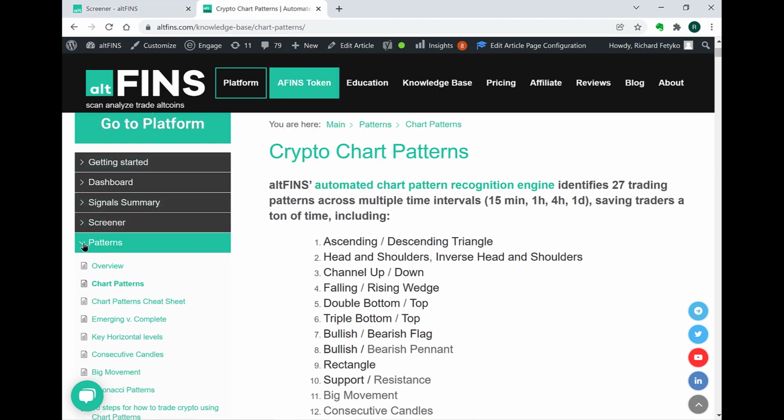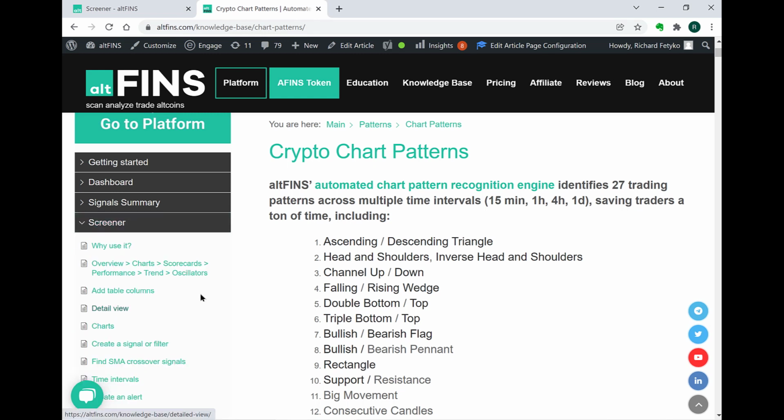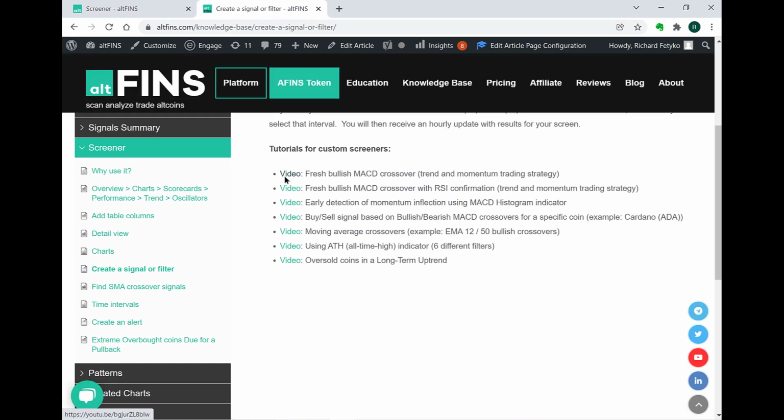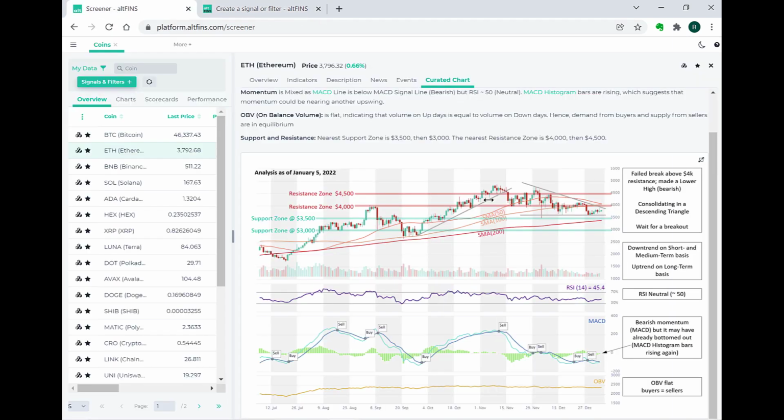The other thing that we discuss in our knowledge base are various custom signals and filters. We're adding to the list of these tutorials, but we have about 8 or so tutorials now on custom filters that I recommend you take a look at. And today I wanted to demonstrate one of them.